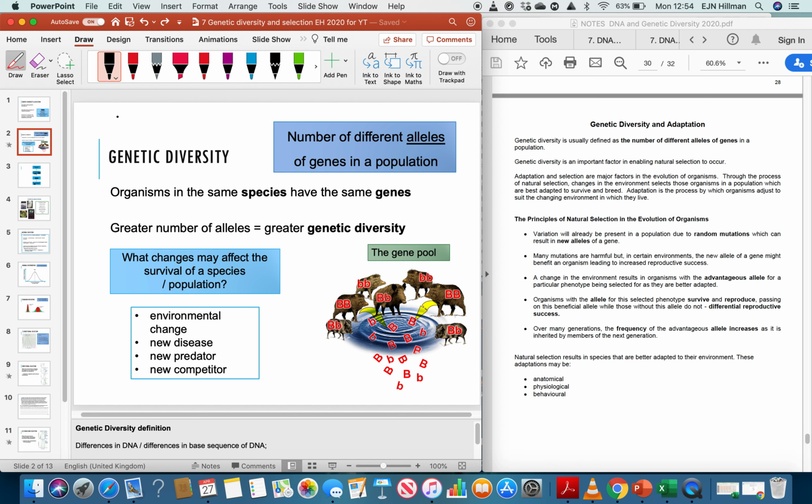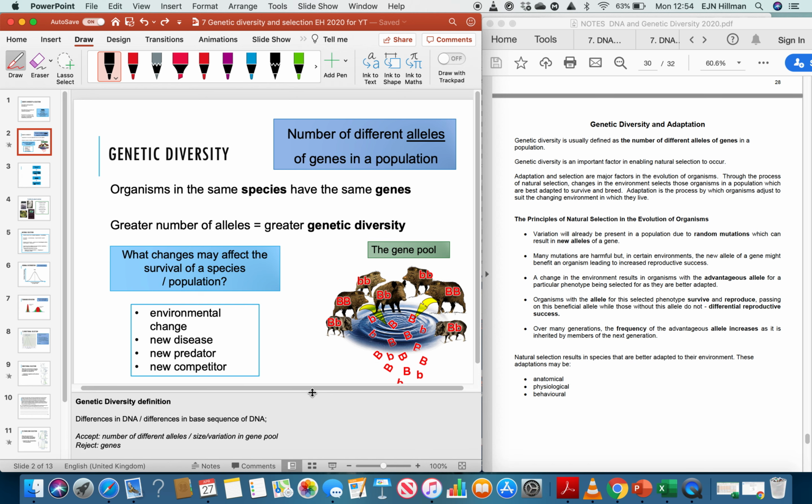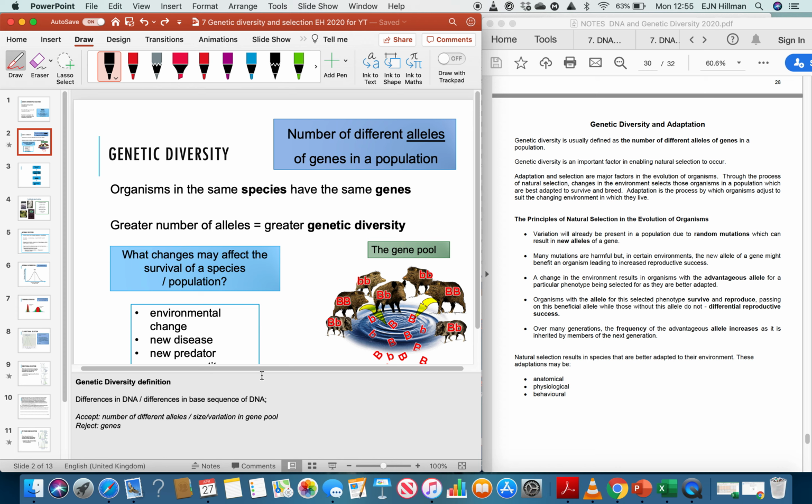Okay then. So to begin, a definition. Genetic diversity is the number of different alleles of genes in a population. Now this has come up on exam questions a few times. Here's an example of a mark scheme from one of the recent AQA biology A-level exams. So genetic diversity are the differences in the DNA or the differences in the base sequence of DNA.